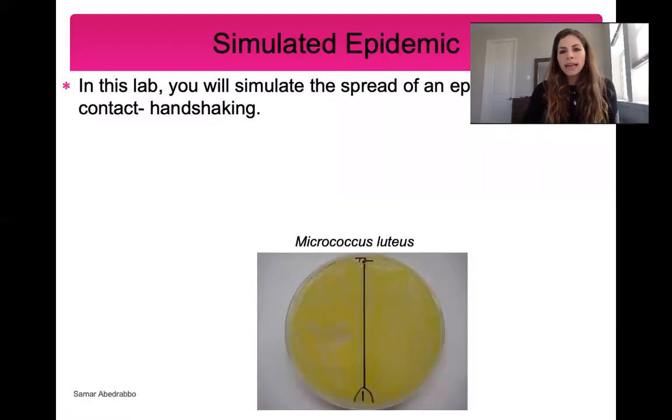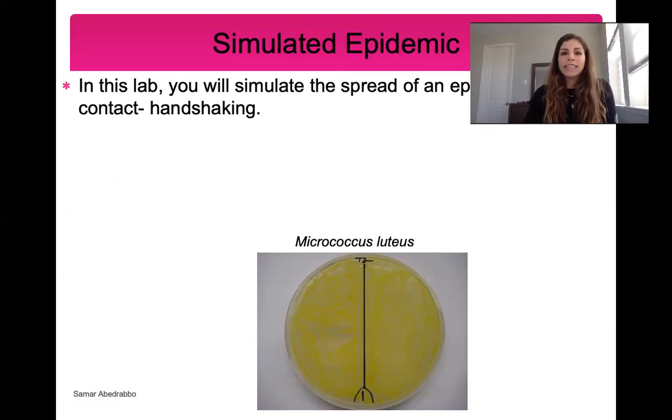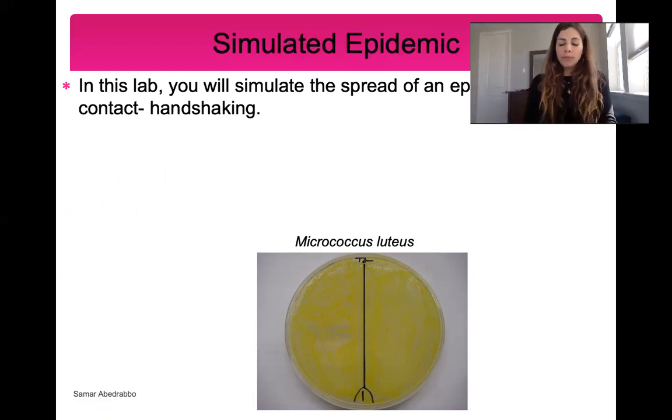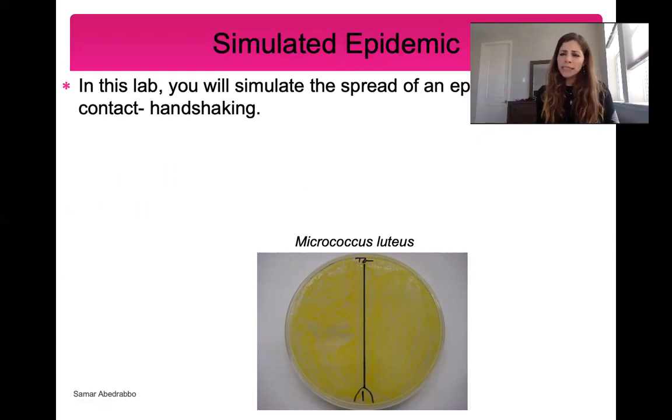And so in this lab, you were supposed to simulate the spread of an epidemic through direct contact handshaking. So our disease in lab, the way it spread, its transmission, is through direct contact. It's through handshaking. And we can think about this similar with coronavirus. If someone is infected and they sneeze on their hand and then you shake hands with them and you touch your face, you can get coronavirus.